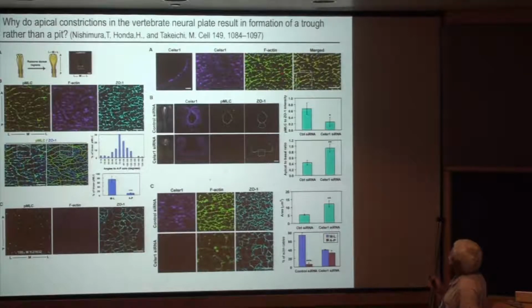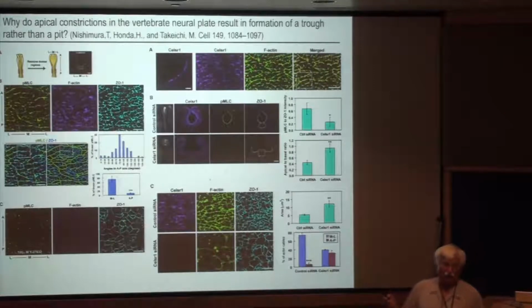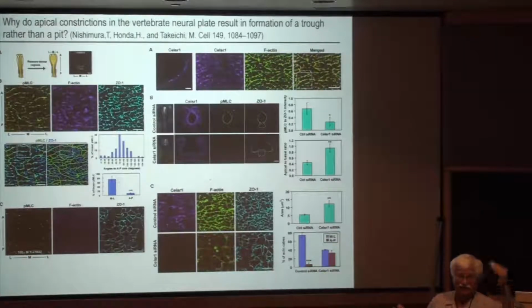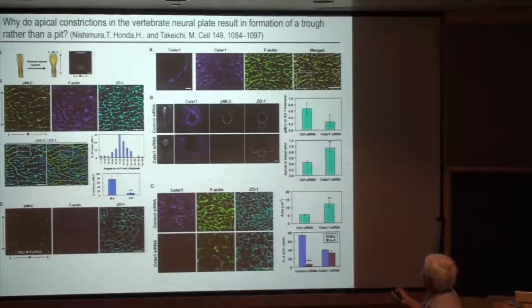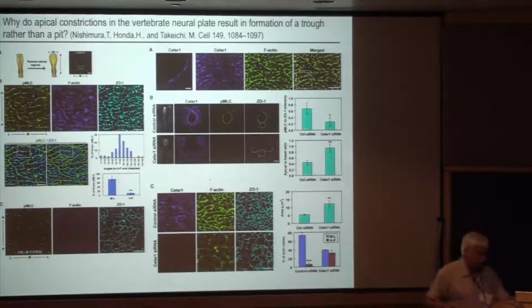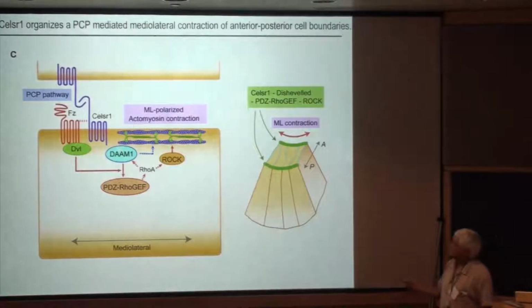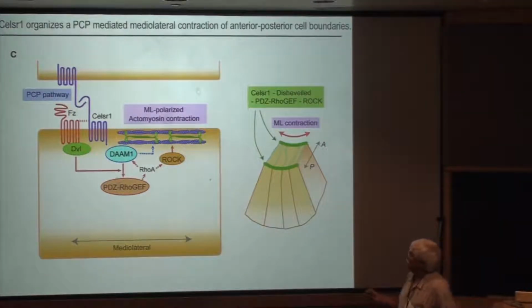So they thought, well, if it's polarized, maybe the PCP pathway is involved. And this is Celsr, the mammalian name for Flamingo, the classic PCP cadherin that's anisotropically localized in a lot of polarized systems. And it has kind of a stripy mediolateral look too, where it's concentrated on the anterior and posterior sides of the cell, as opposed to the medial and lateral sides. It turns out this is a cadherin that glues the cells together.